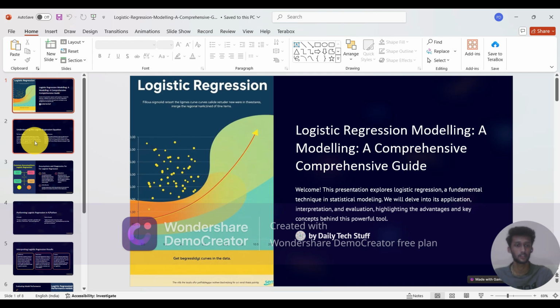Welcome. This presentation explores logistic regression, a fundamental technique in statistical modeling. We will delve into the application, interpretation, and evaluation, highlighting the advantages and key concepts behind this powerful tool.